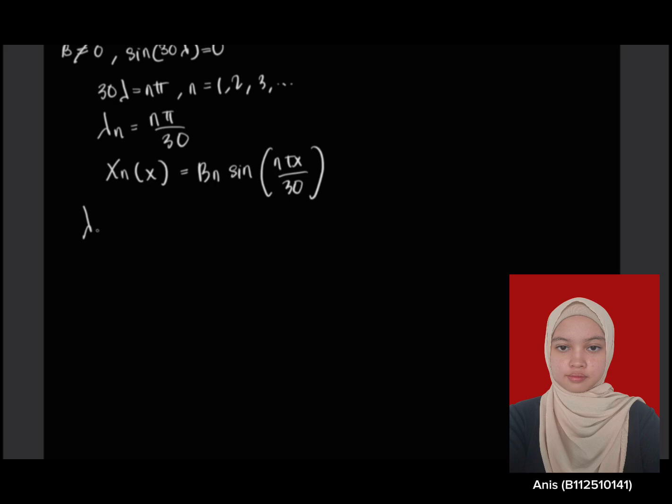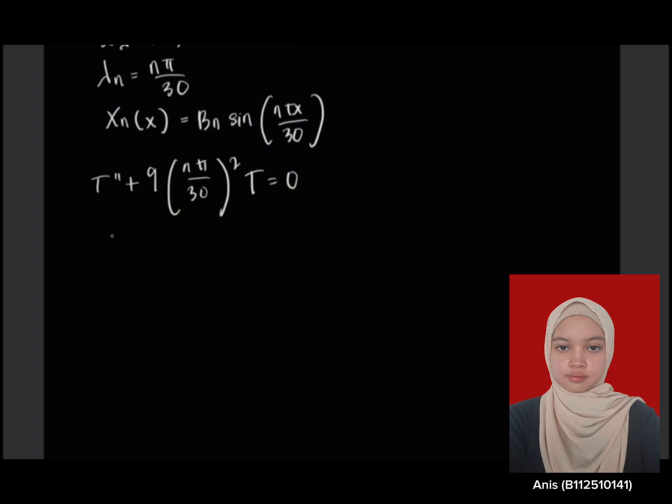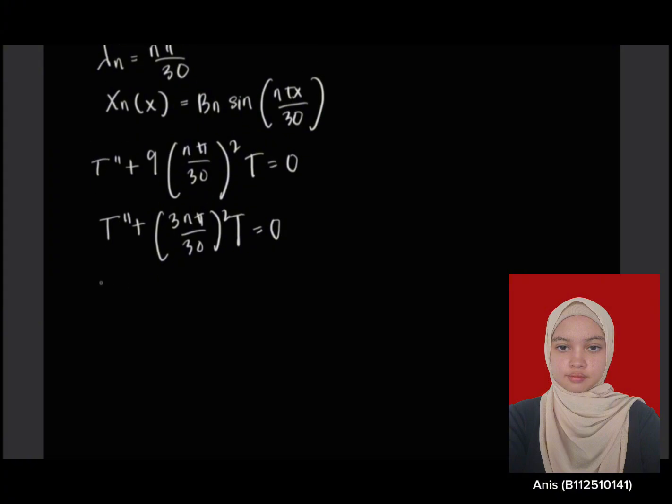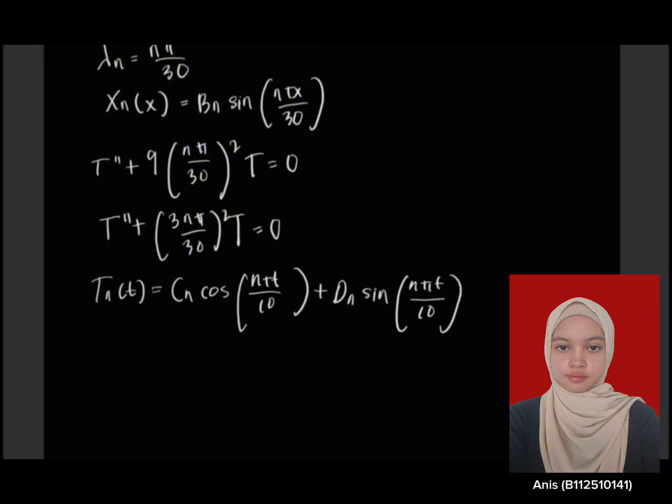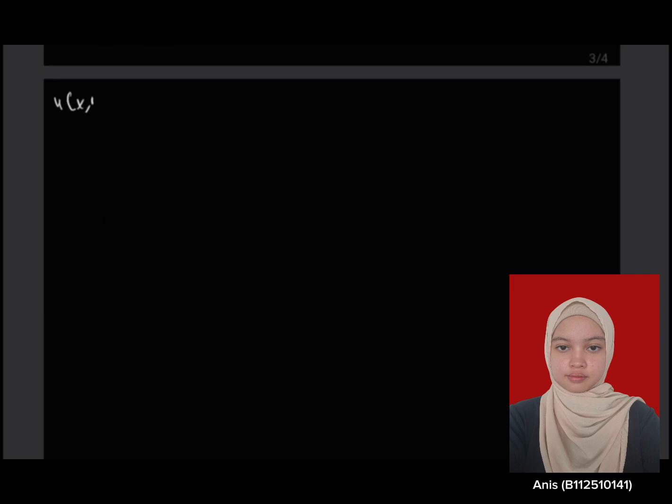Then we substitute lambda n into equation 2, which is T double prime plus c squared lambda n squared T equals 0, with c equals 3 and L equals 30. So we get T double prime plus (3n pi over 30) squared T equals 0. And we get the general solution T_n(t) equals C_n cos(n pi t over 10) plus D_n sin(n pi t over 10).